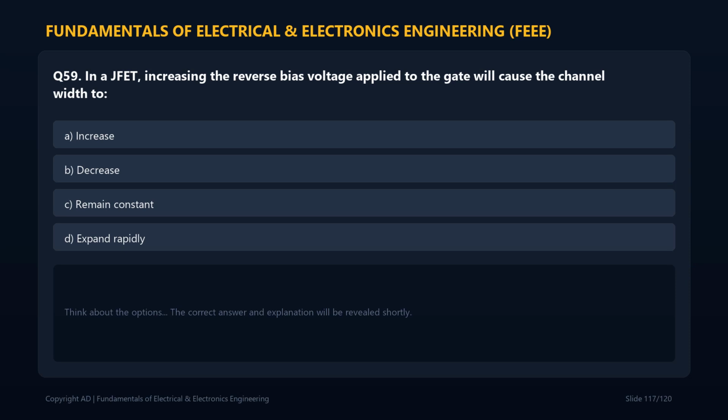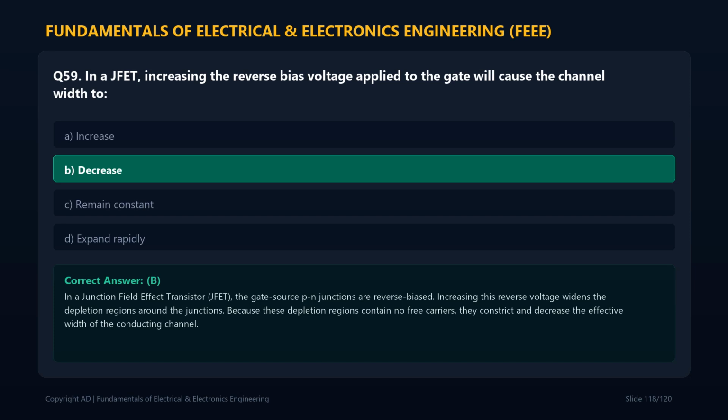Question 59. In a JFET, increasing the reverse bias voltage applied to the gate will cause the channel width to option A, increase. Option B, decrease. Option C, remain constant. Option D, expand rapidly. The correct answer is B, decrease. Increasing the gate reverse bias voltage widens the depletion regions, which constricts and decreases the width of the conducting channel.